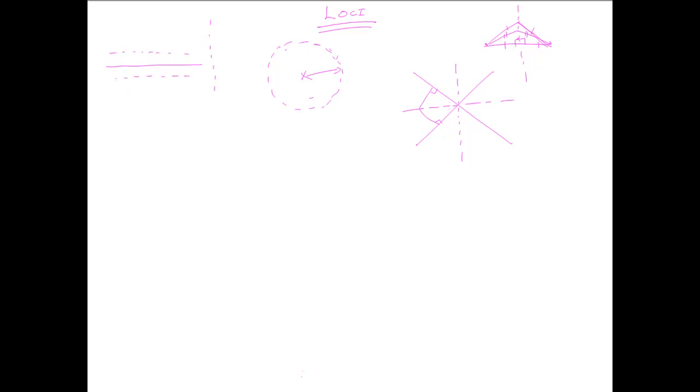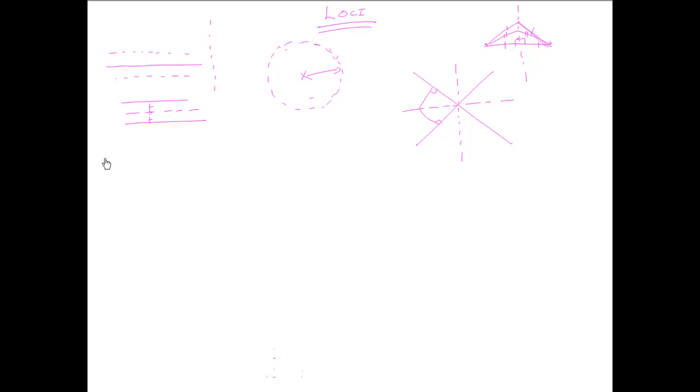Locus of a point equidistant from two parallel lines would be this line, which is parallel and midway between the two. There are different loci, children. Let's see a few sums based on it now.